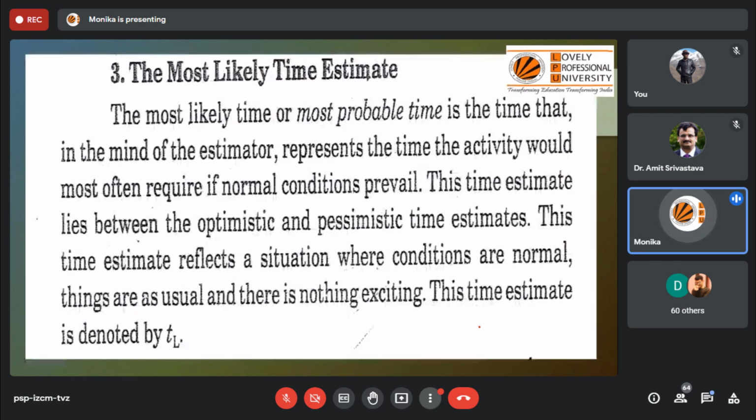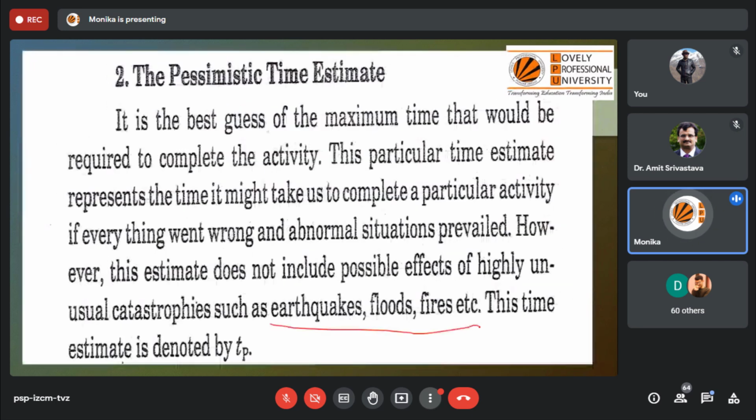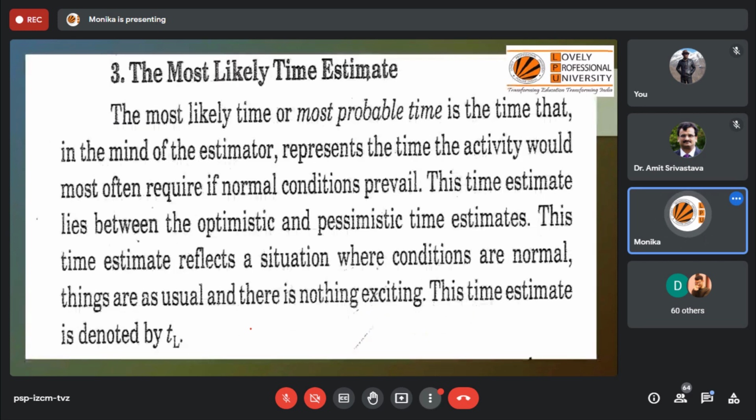And the next one is the most likely time estimate. With the second one, you can see that it is not possible that this situation will be there, like everything is going to be bad. That is also not possible. So this is the TP, which is noted by pessimistic time, TP.